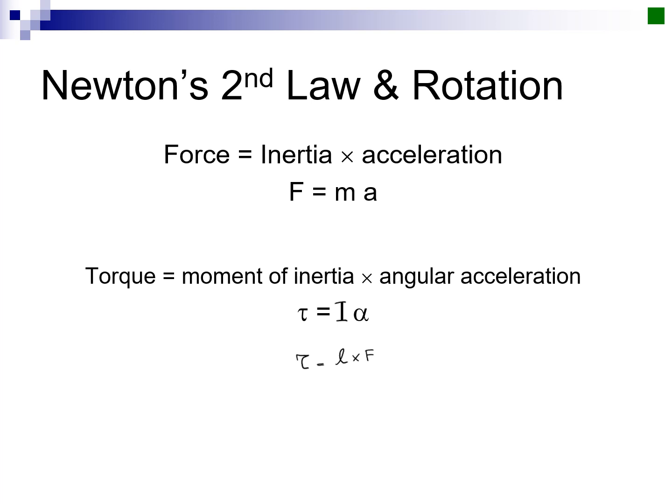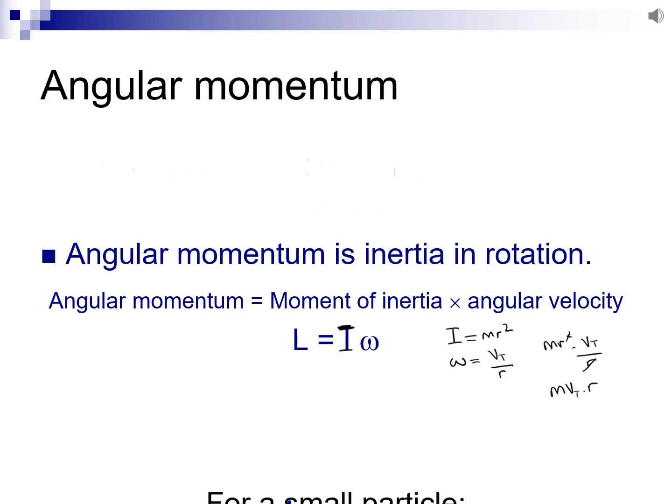Let's make sure this looks more like an I. And now this means we have another equation for torque. So torque is equal to I alpha, in addition to torque is equal to r cross F. So we have two ways of calculating torque.